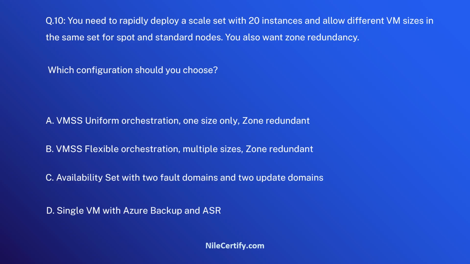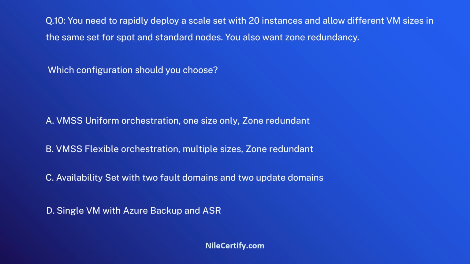A, virtual machine scale set, uniform orchestration, one size only, zone redundant. B, virtual machine scale set, flexible orchestration, multiple sizes, zone redundant. C, availability set with 2 fault domains and 2 update domains. D, single VM with Azure Backup and ASR.